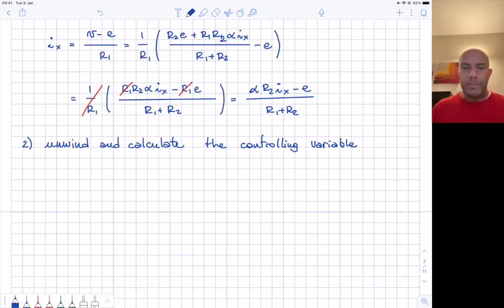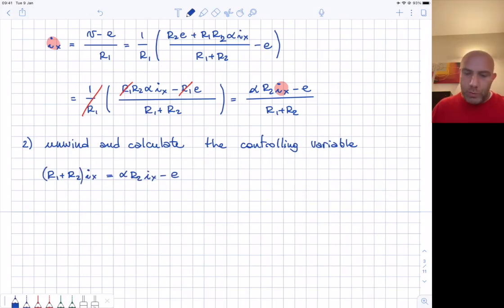The second step is to unwind the previous formula in order to calculate the controlling variable. In fact, here we can see that we have the controlling variable at the left-hand side but also at the right-hand side. So we can factor out the current Ix in order to have its value. So in this specific case, we can say that (R1 + R2) Ix = α R2 Ix − E.